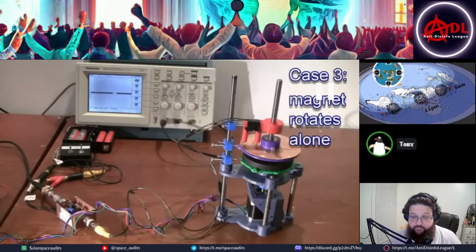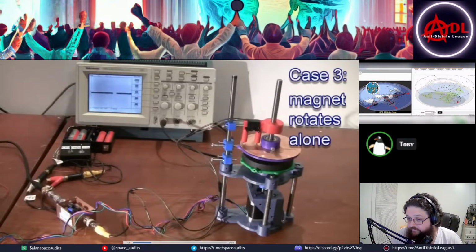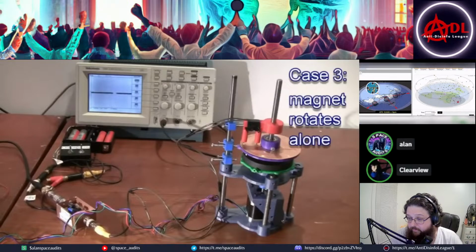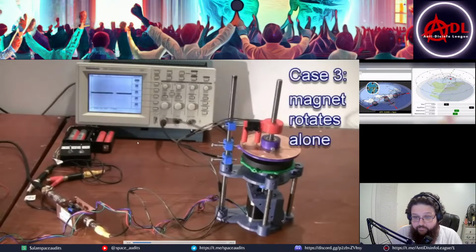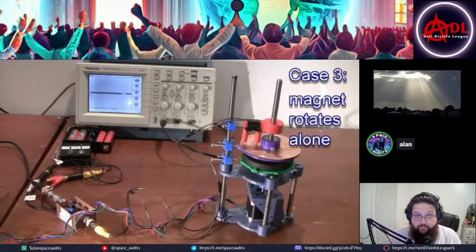And just to be clear for anyone that doesn't know, the left-hand rule being the idea of the field generating around the magnet, right? Yep. The interaction in between, perpendicular to the direction of flow of the current, or electric current. Yep. And then case 3, a magnet rotates alone.